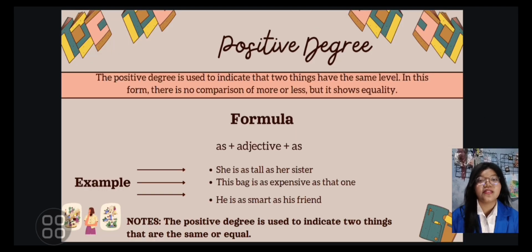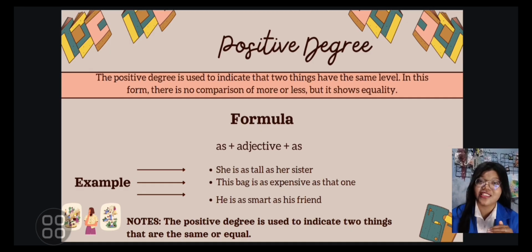The first type is the positive degree. This degree is used to show that two things have the same level or are equal. The formula is simple: as plus adjective plus as. For example, she is as tall as her sister, meaning both have the same height.